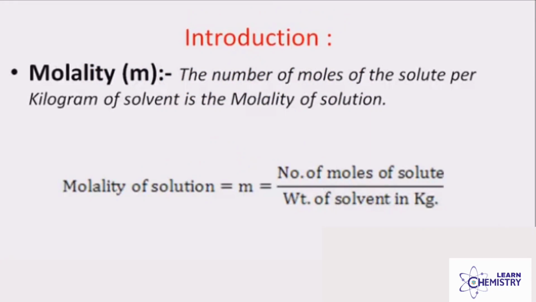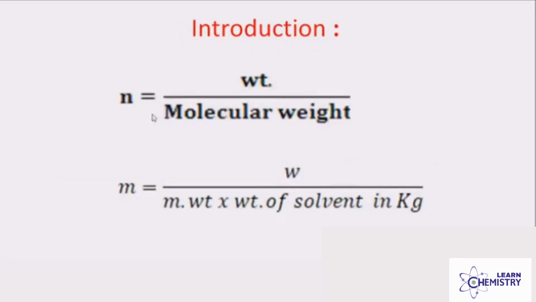Molality. Molality is represented by small m. It is defined as the number of moles of the solute per kilogram of solvent. So molality of solution, mathematically, small m is equal to number of moles of solute divided by the weight of solvent in kilograms. N stands for the number of moles, so small m, that is molality, is equal to weight upon molecular weight into weight of solvent in kilograms.